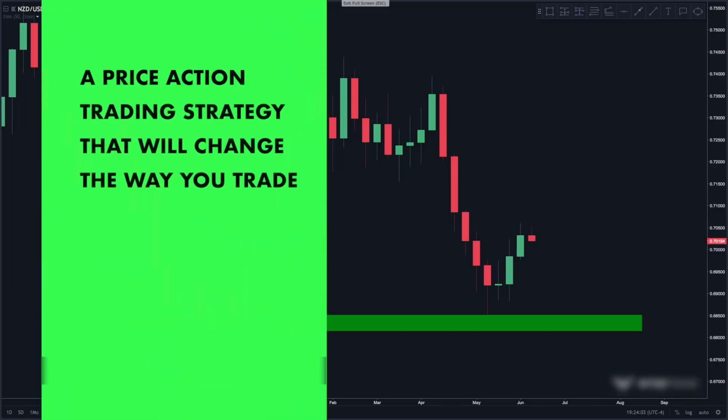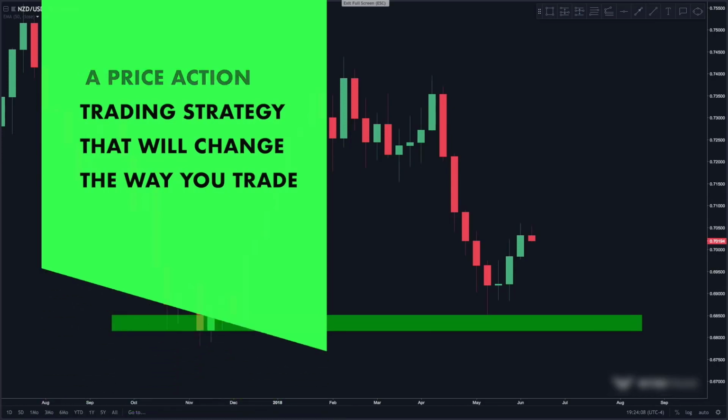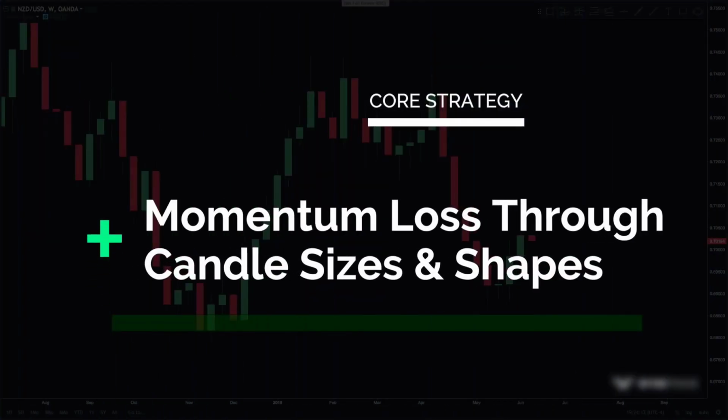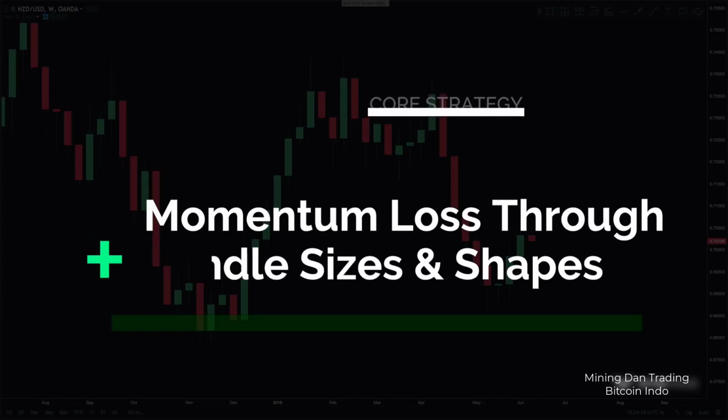Hey guys, in this video I will show you a price action trading strategy that will change the way you trade. Now the core of this strategy relies on the concept of momentum loss, shown through candle sizes and shapes, which is a very powerful price action technique.